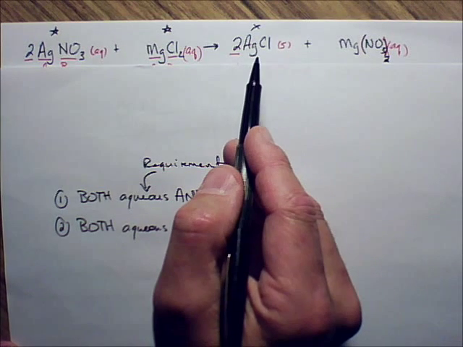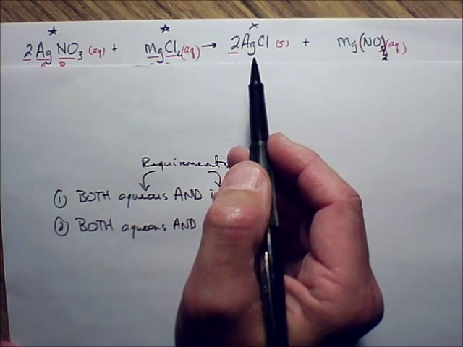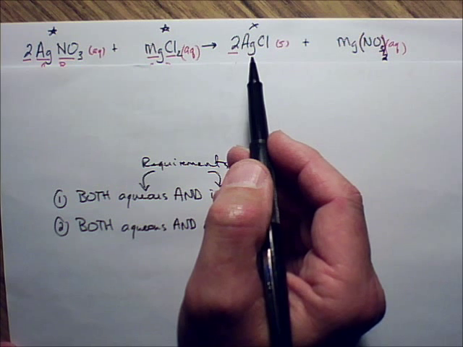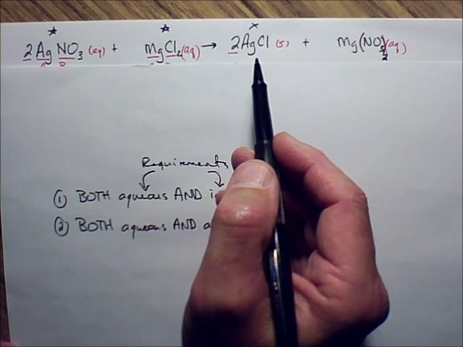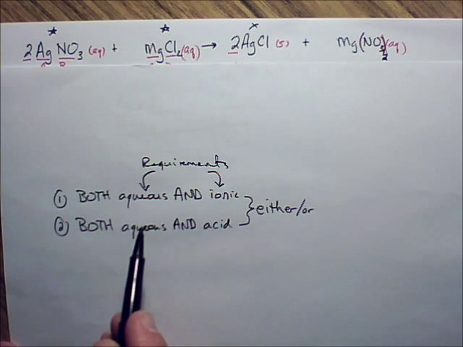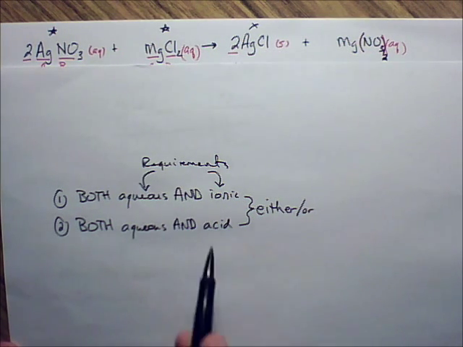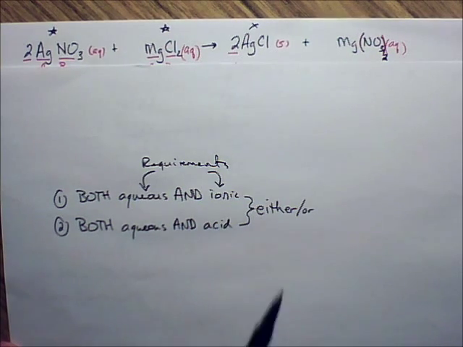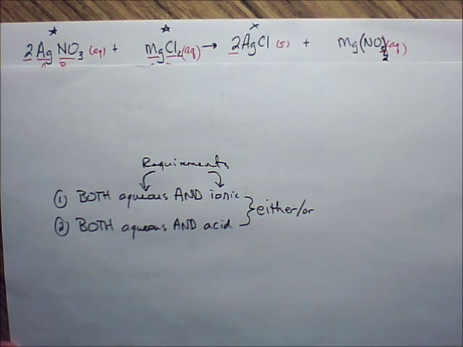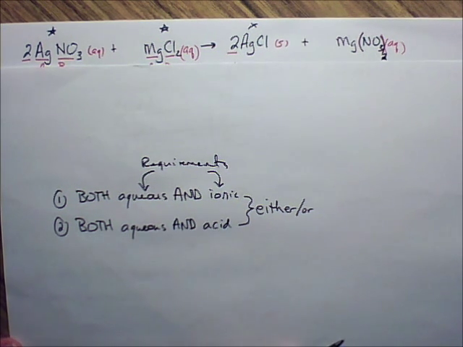Okay? CJ, look at this right here. Is this going to break up when we write the ionic equation? Why not? That's right. It's got to be aqueous. Both these conditions require that it be aqueous. You don't even have to figure out if it's ionic or acid, because if it's not aqueous, it ain't breaking up. Got it?